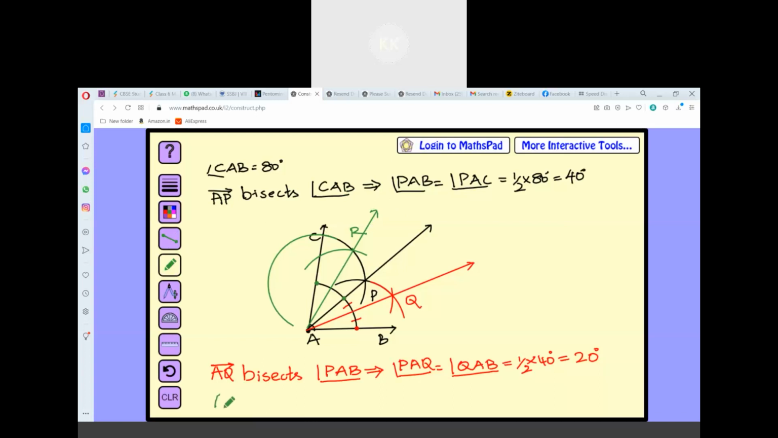So what is that? AR is a ray which bisects angle PAC. This implies that the angle RAC will be equal to the angle RAP, which will be equal to half of the angle PAC, which is half of 40 degree. That is 20 degree.